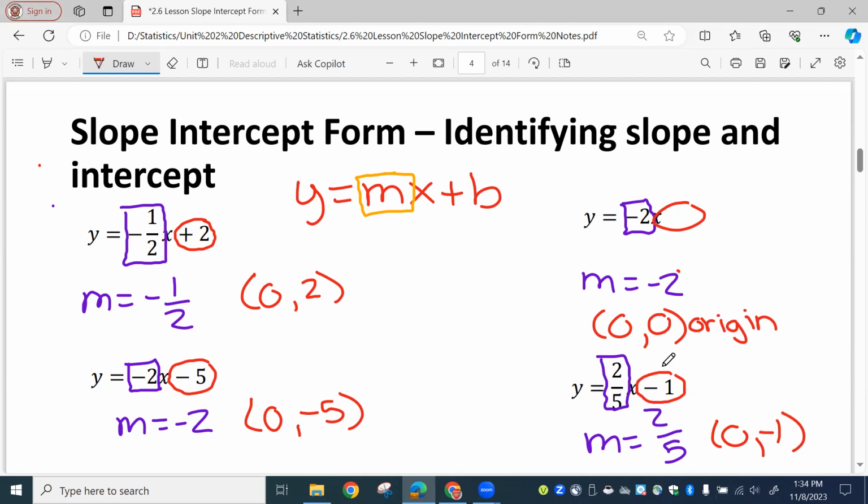And so we have the slope of our line, and we have the place where it crosses the y-axis, which we call the y-intercept. And so if we wanted to, we could go graph this thing by graphing the y-intercept and then using the slope to find more points.